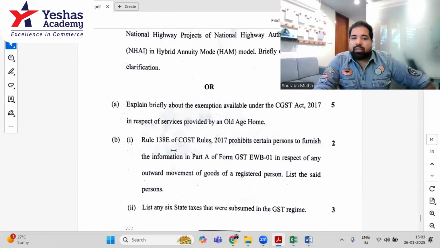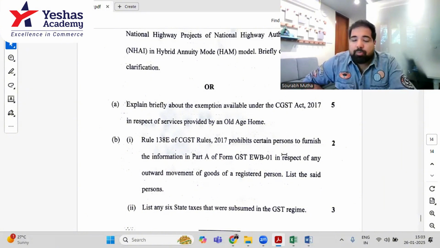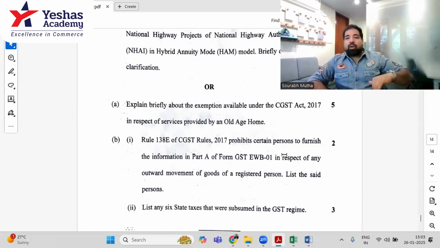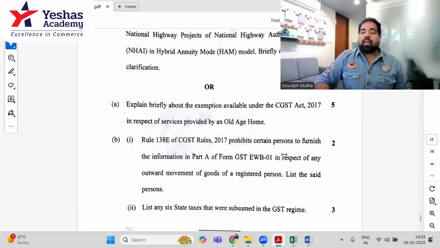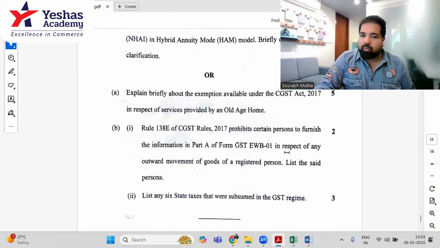Next. Rule 138E prohibits certain persons from generating an e-way bill. Part A of the e-way bill means e-way bill. Who are those people? We have a shortcut here called 222 suspend. If you've not filed your GSTR 1 for 2 months, if you've not filed your GSTR 3B for 2 months, if you've been a composition scheme dealer and you've not filed your GSTR 4 for 2 periods, and if your GST registration has been suspended, in these cases, you cannot make any outward supply. That is, you cannot generate an e-way bill. But still, you can get inward supplies. There's no problem with that.